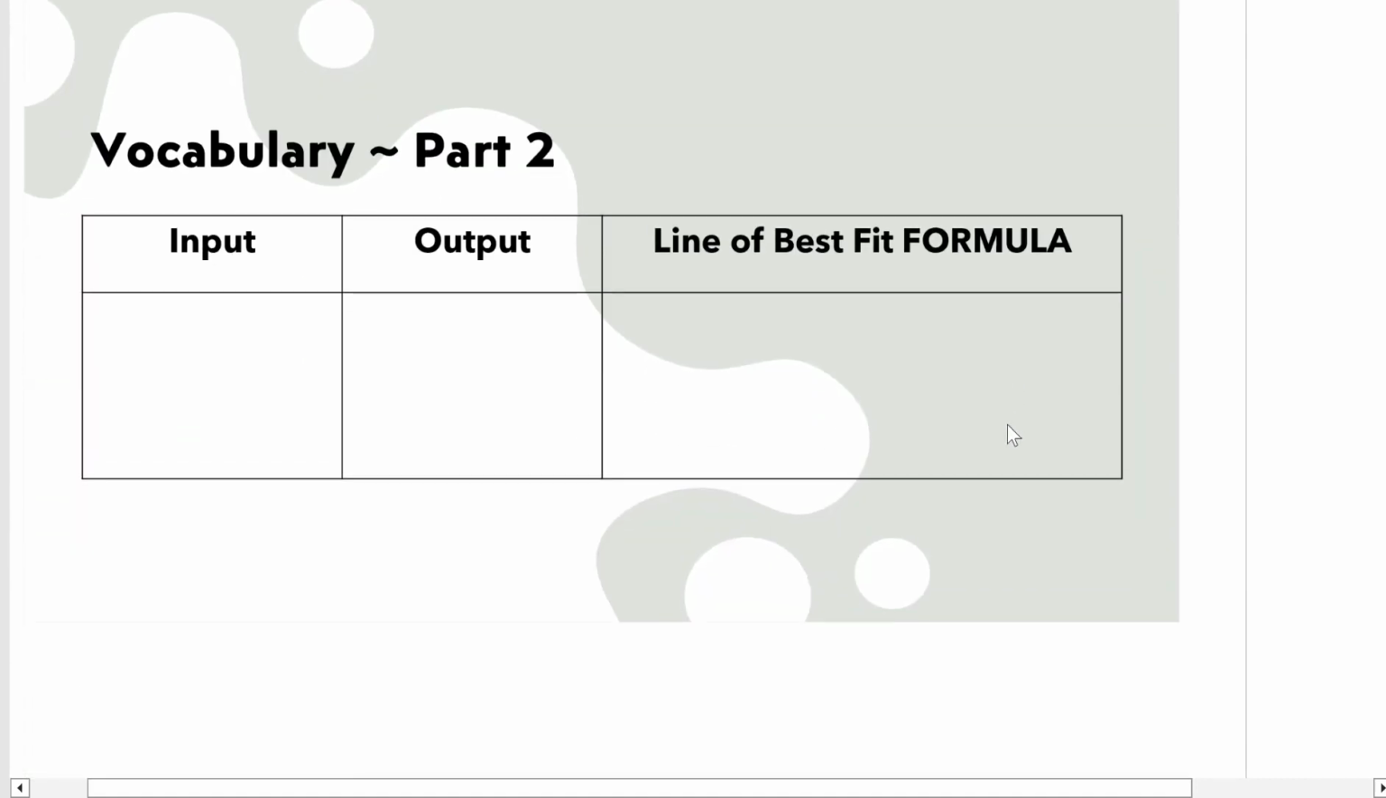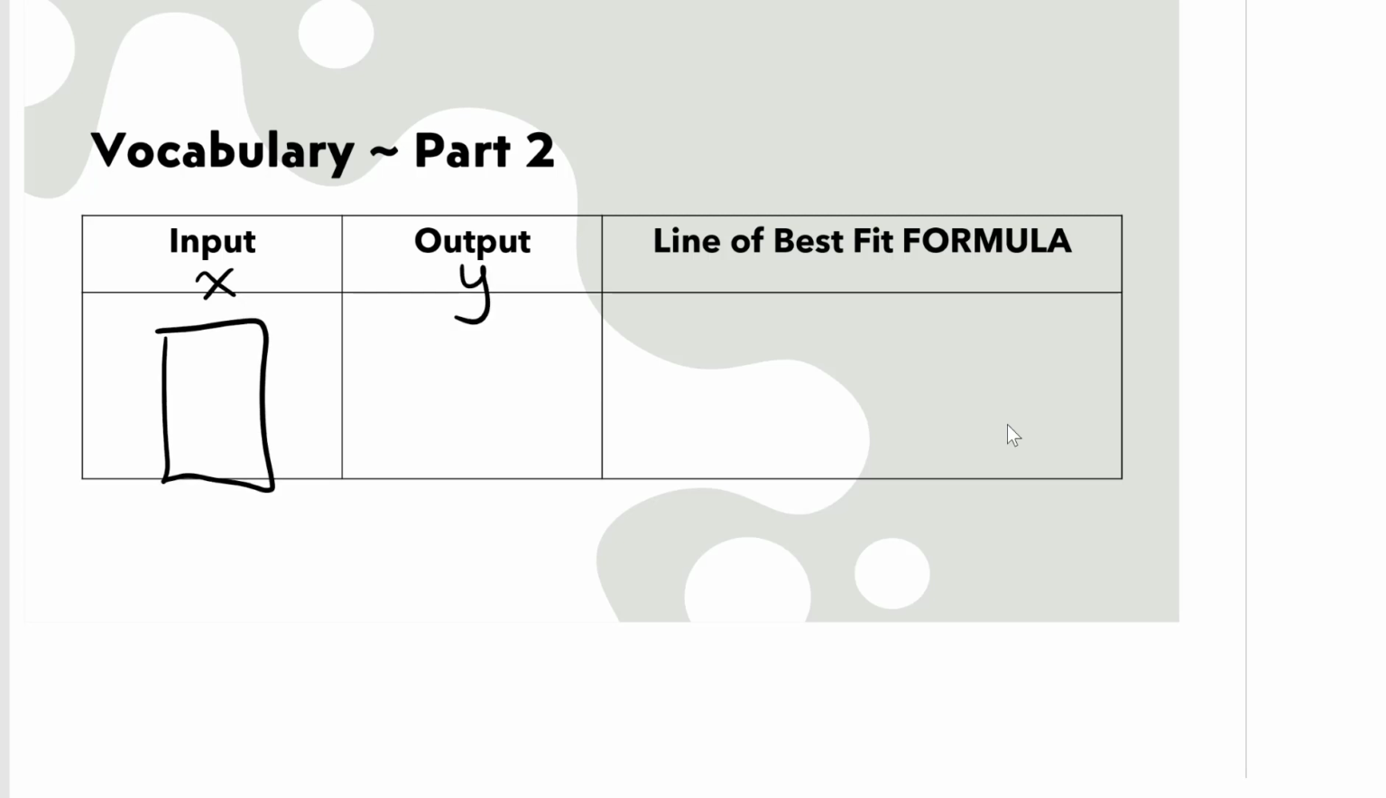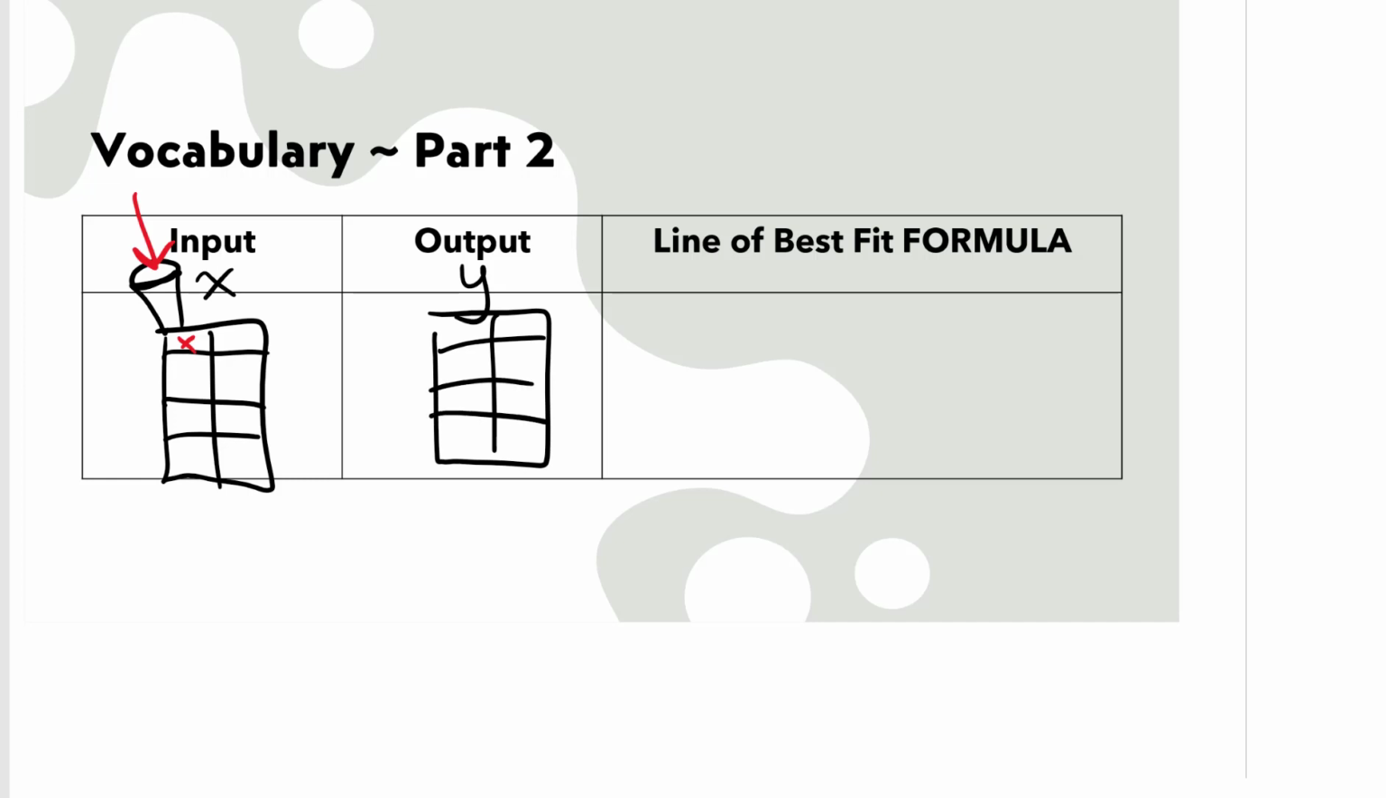All right, vocabulary part 2. Input is x, and output is y. So, when we talk about input, it is when you put numbers into the machine. You put numbers in, that's x. In the machine, when you get the answers, out of the machine comes the answers, that is the answer y. So, output also means answer. So, input is x, output is y.